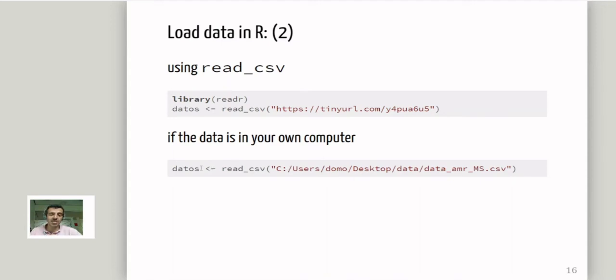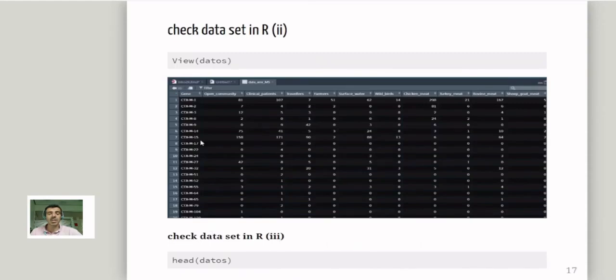And we are giving to this data set this name. And so we can check whether our data is already there by typing the name, and it will appear. Or you can also use this function called view, and it will show you the data set we just loaded. You can also use this head function, and it will give you the first 6 rows of your data set.